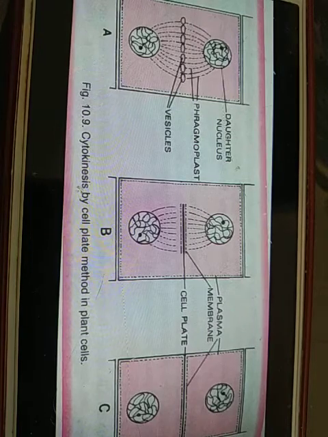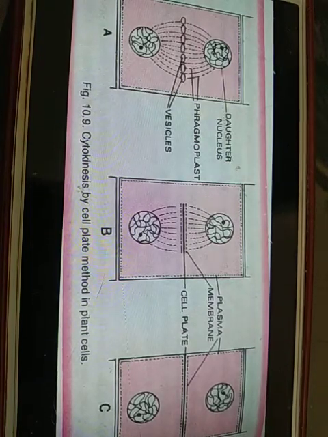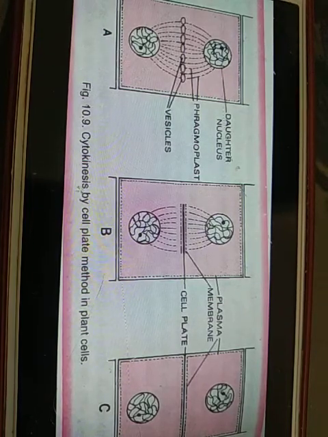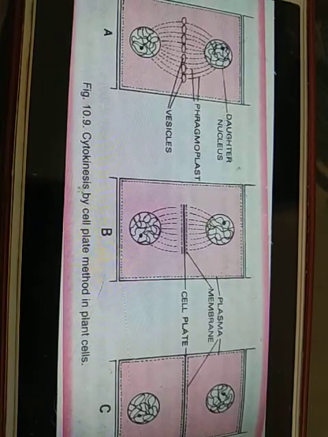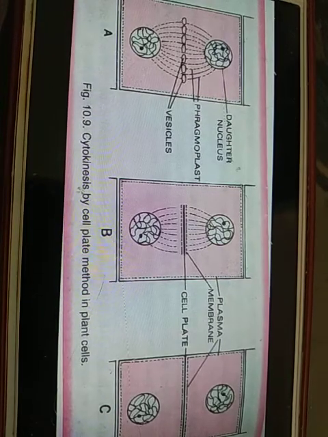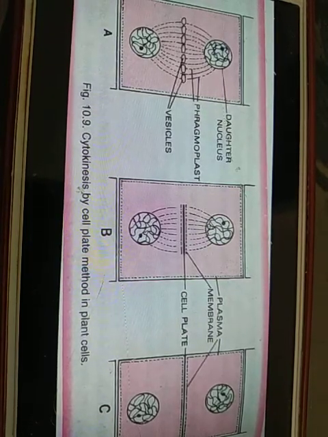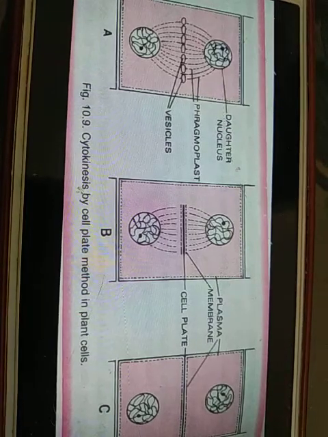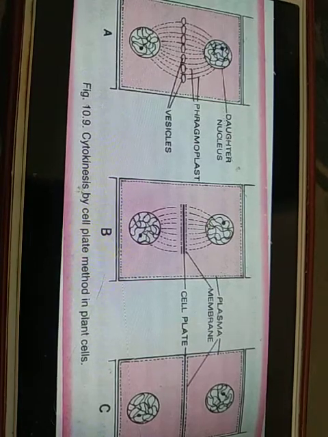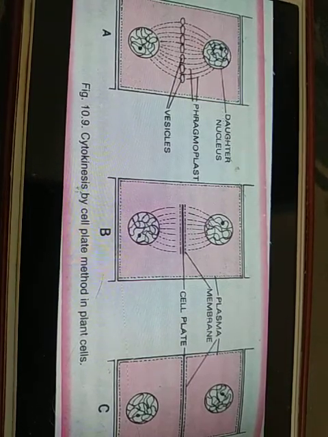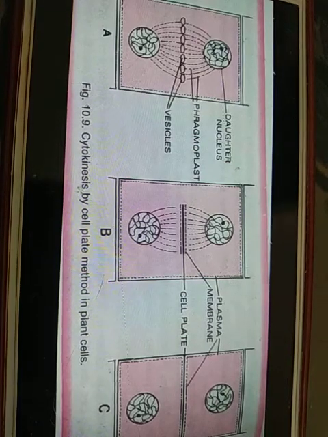Now next we have the cell plate method. It is the common method of cytokinesis in the plant cell. In each case the spindle persists for some time. It is known as the phragmoplast. So the phragmoplast is formed in case of plant cell division. Small vesicles produced by the Golgi apparatus collect at the equator of the phragmoplast. The membranes of the vesicles fuse to form two sheets which enclose a matrix or film. Soon the film becomes solidified to form the cell plate or the middle lamella.